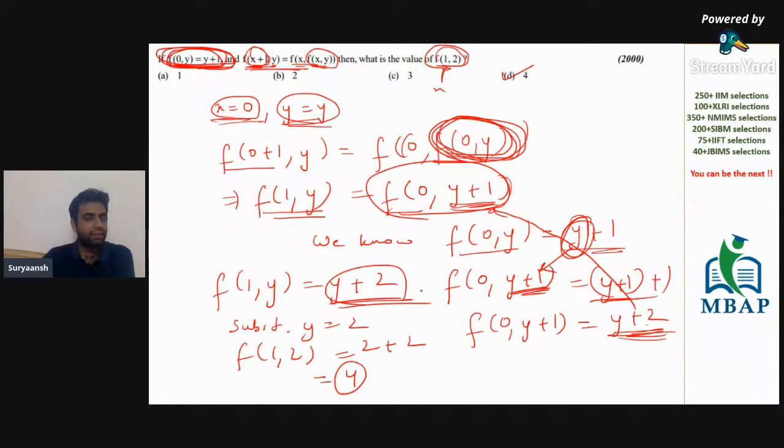First step, x is 0, y is y. Go ahead. We get f of 1 comma y as f of 0 comma y plus 1. So f of 0 comma y plus 1 we find out as y plus 2. So f of 1 comma y comes out to be equal to y plus 2. So the final answer becomes 2 plus 2 equal to 4.